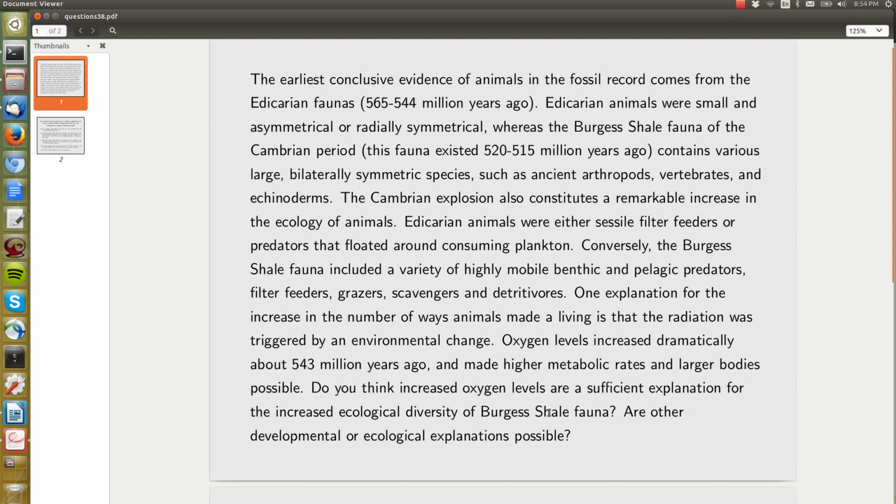In particular, we know that oxygen levels increased dramatically about 543 million years ago, so basically right at the end of the Ediacaran, and made higher metabolic rates and larger bodies possible. Do you think increased oxygen levels are a sufficient explanation for the increased ecological diversity of the Burgess Shale fauna? Are there other developmental or ecological explanations that are possible? So take a few minutes, think through this on your own.